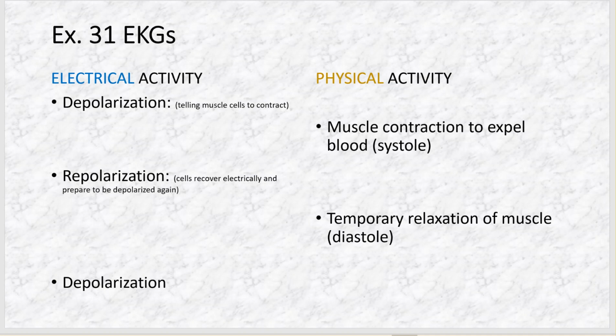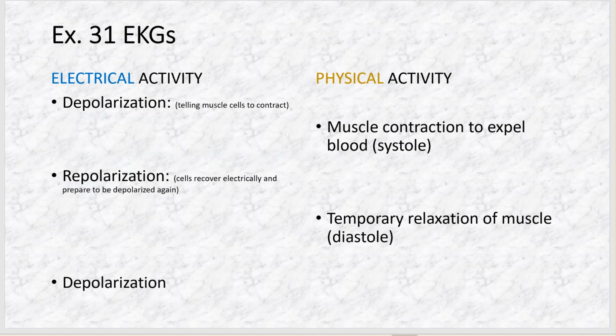out a chart where you talk about the electrical activity of the heart versus what's happening physically in the heart. So electrical activity is always going to involve words like depolarization and repolarization, and it's going to have something to do with a path from nodes to branches, to cells. That's all going to be electrical activity talk.